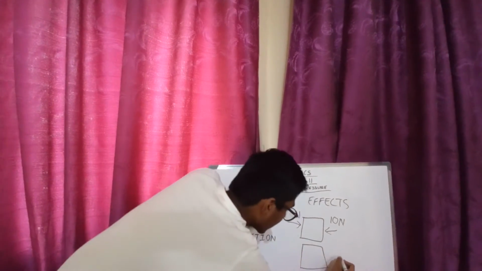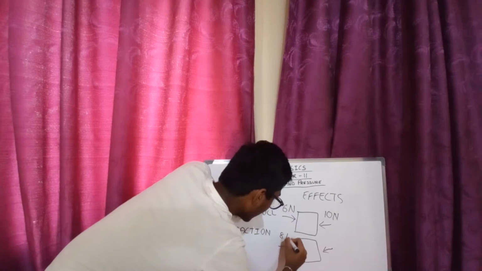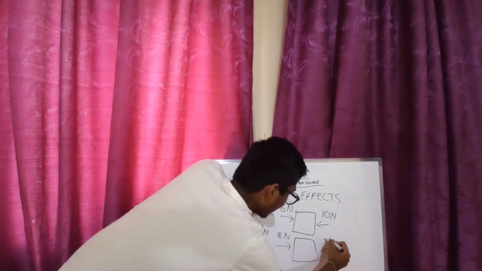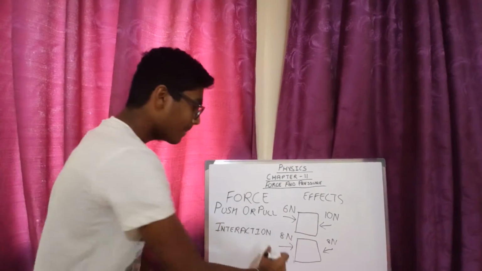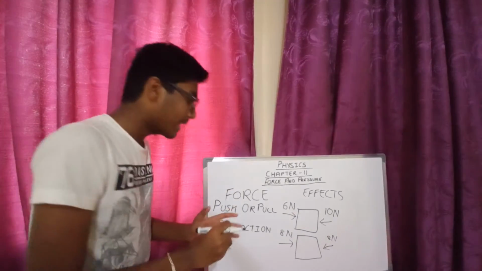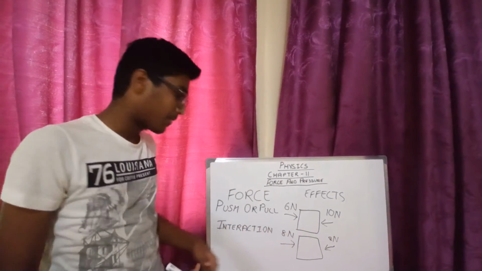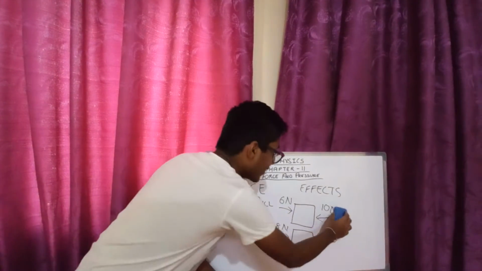But in this case, we will take 8 newtons and 8 newtons. Here this is a case of balanced force. Here 8 newtons and 8 newtons equalize each other, and that's why this is called a balanced force. Now you have to keep these two things in mind, and we'll be learning the effects now.